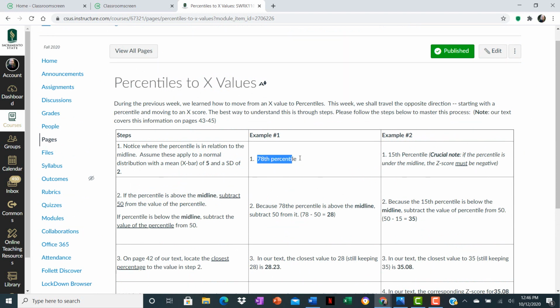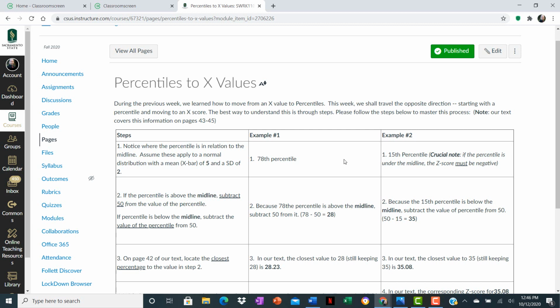The first example, example number 1, starts with the 78th percentile, which, as you can probably already recognize in your mind's eye, is to the right of the midline. Whereas the 15th percentile in example 2 is to the left of the midline. I also provided a crucial note. It reads, if the percentile is under the midline, or lower than the midline, or under the 50th percentile, the z-score must be negative. Okay, that's going to come in very handy later. It's going to be very important.